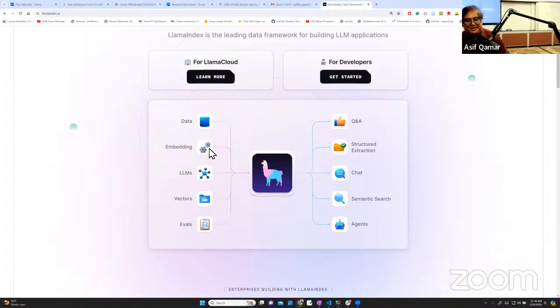Then you can do that. You can have your embeddings already there. You have your LLMs. You have vectors. And then evaluation aspects are there. What can we use it for? You can use it for question answer, for structured extraction, for chat, for semantic search, and nowadays the big buzzword is agents, right?